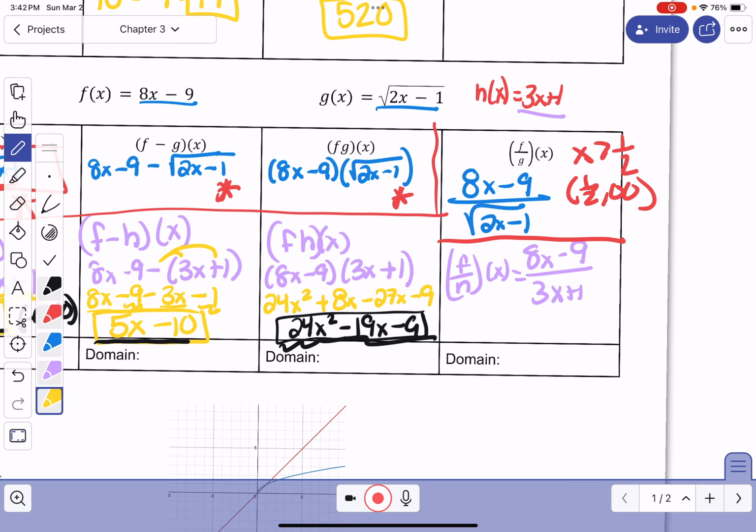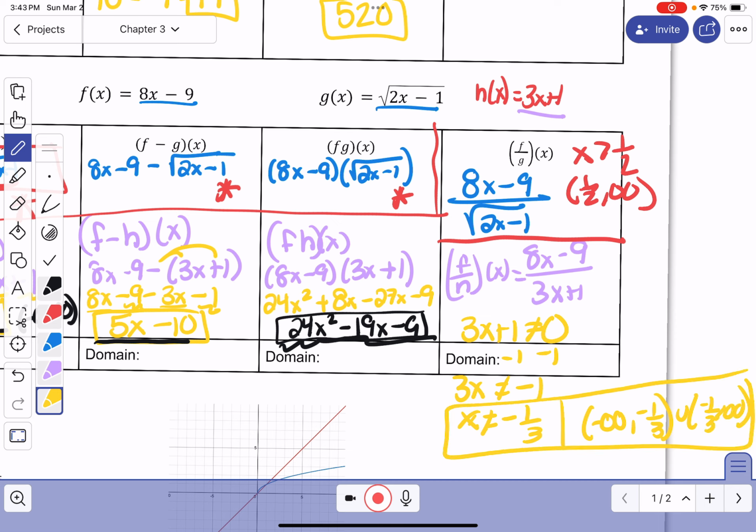For the fraction down here, we would just say 3x plus 1 can't equal 0 and solve that. So we would subtract 1 from both sides, divide by 3. So x cannot equal negative 1/3, which in interval notation would look like this. So again, when you're finding your domain, you only have to do any calculations if there's an even radical or a fraction.